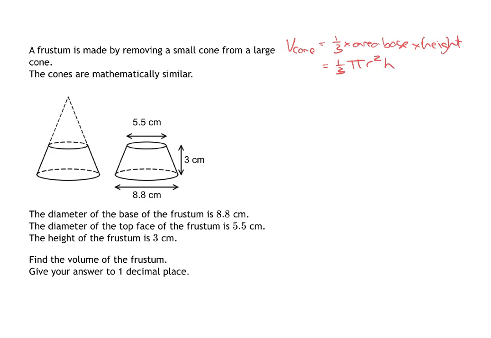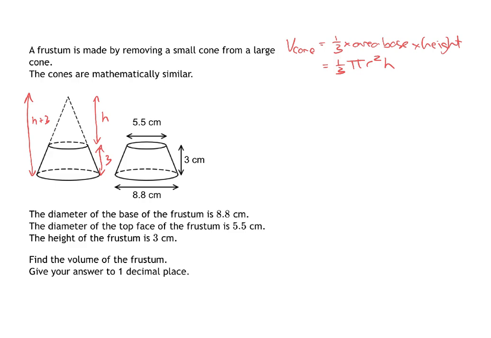Now, looking at the object here, I don't know the height of the big cone. I just don't know it. And in fact, I don't know the height of the small one. But I do know that the difference between the two of them is 3, because that's the height of my frustum. So if I call the height of my small cone h, I now have the height of my big cone, which is simply h plus 3. And that's going to come in quite handy.